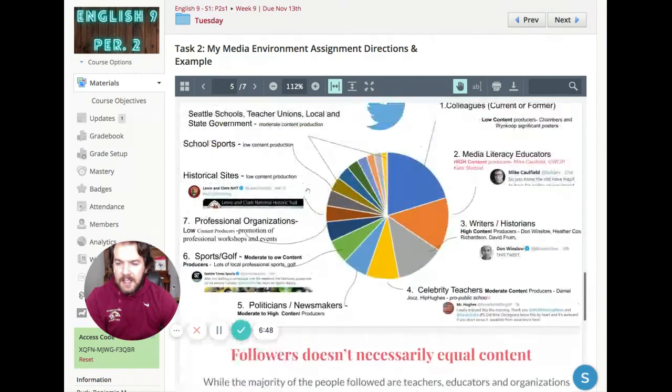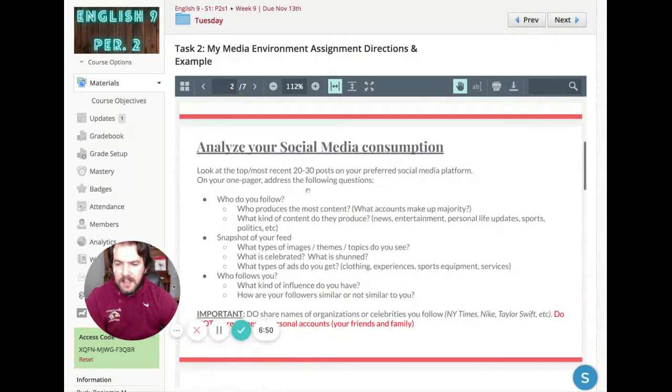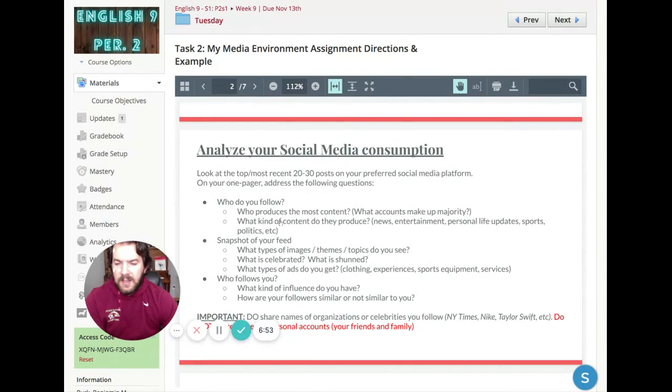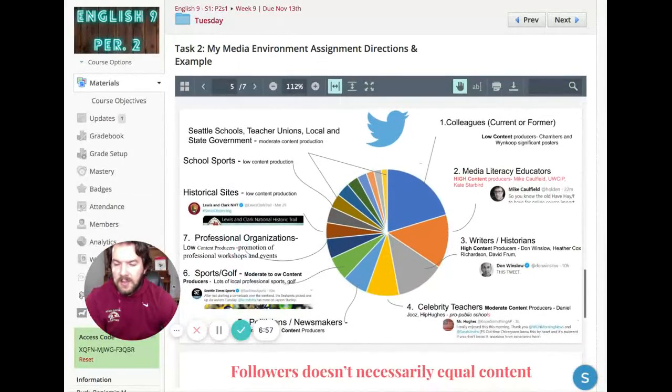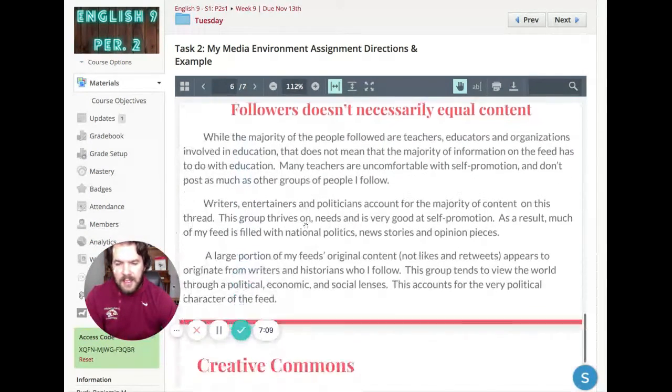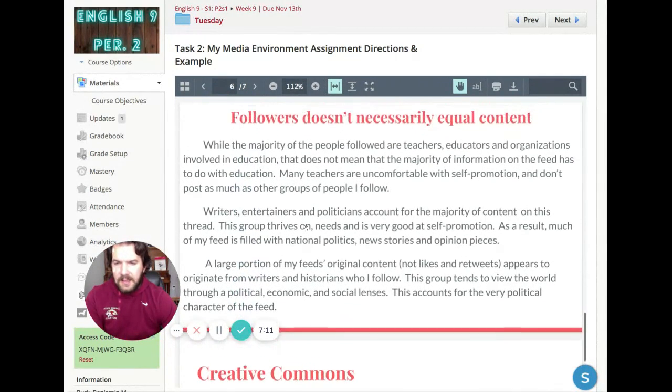And again, basically, he's just answering these questions right here. So you're going to want to do something very similar. Does yours have to be this detailed? No, but I do want you to try to give us a sense in your one-pager slide of the different followers you have, the different things that you follow, and try to categorize those things so then we can evaluate them later. So that's kind of it.